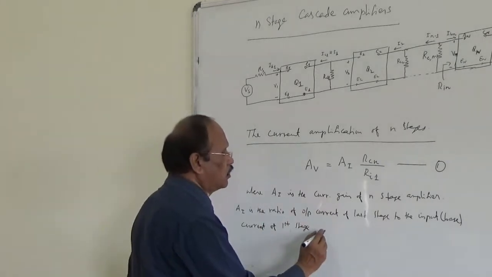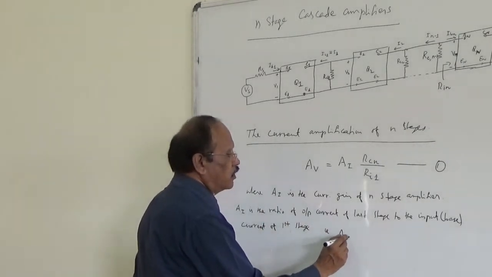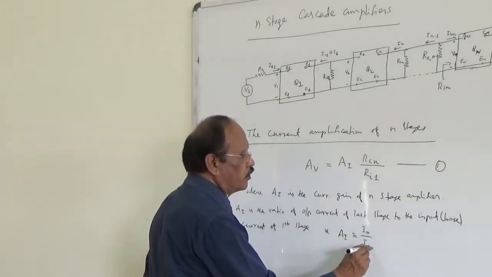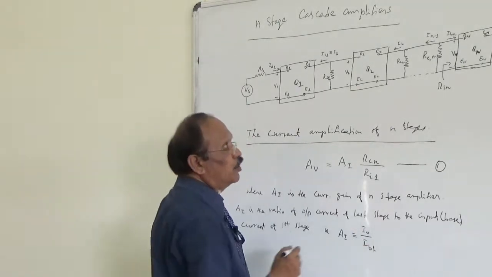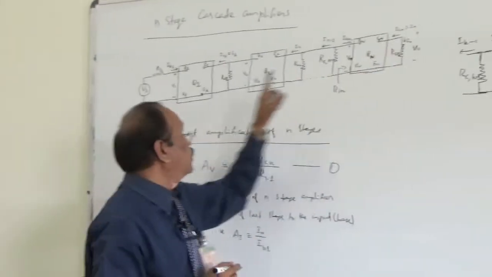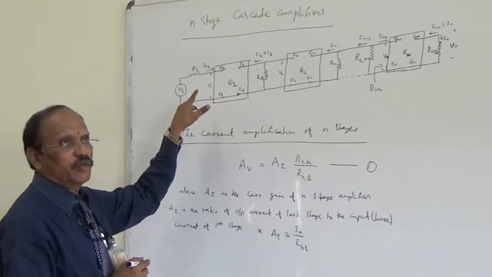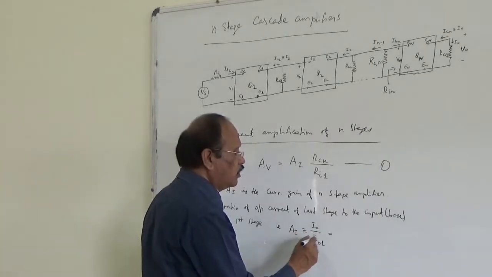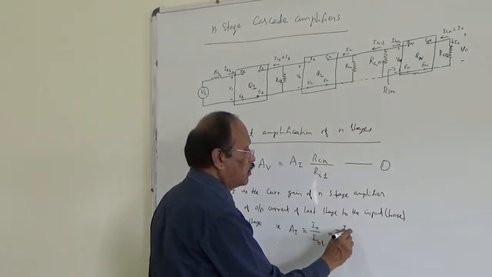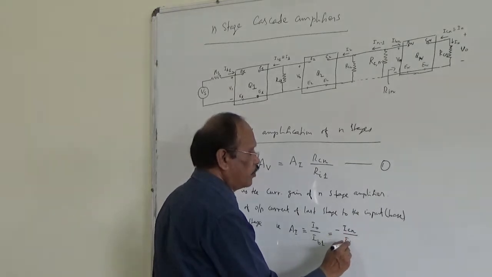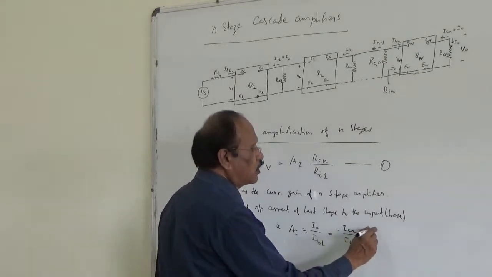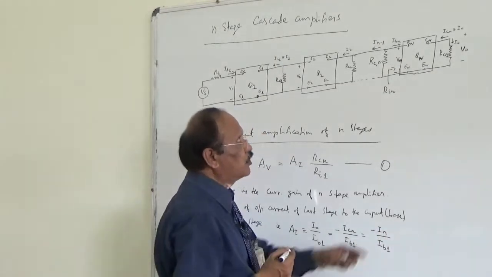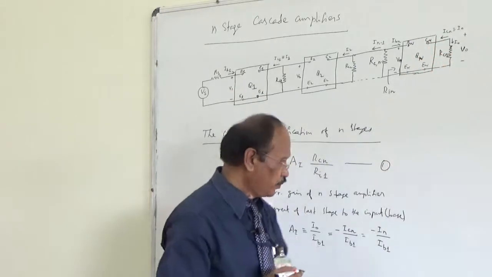So, AI can be given as I0 by IB1. I0 is the output current, IB1 is the input current, the base current. So, I0 by IB1 will be the AI, or this can be written as minus ICN by IB1, or minus IN by IB1, because we have taken this as ICN current also.